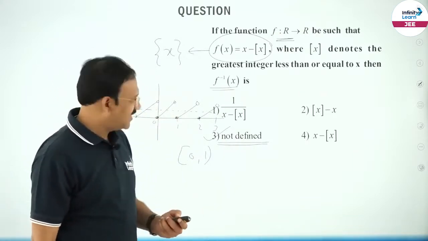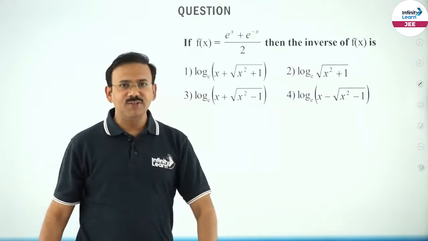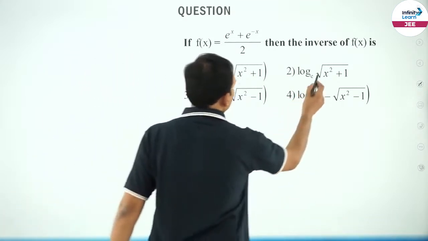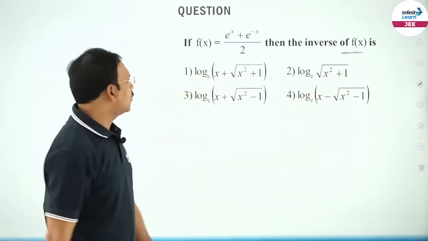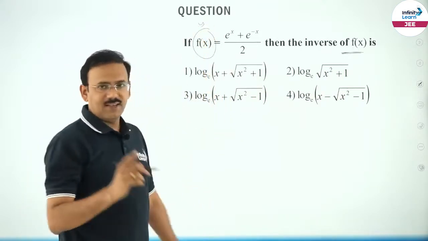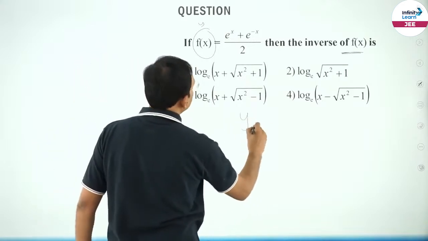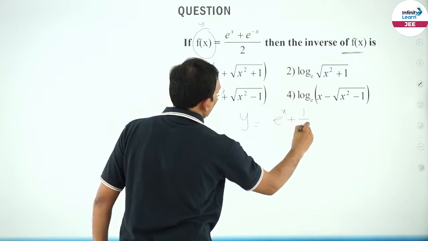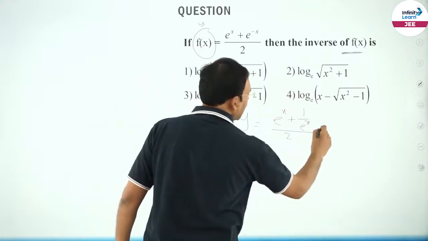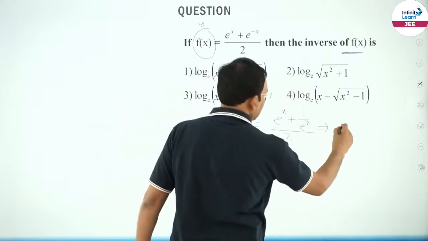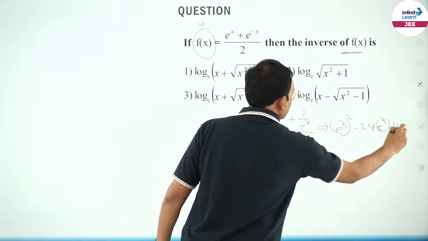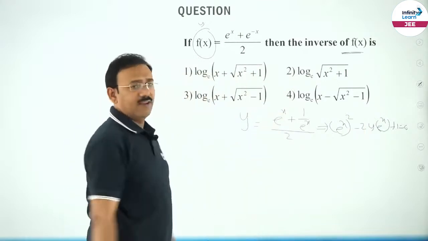Clear, dear students? Fine. You see this question, this is interesting. We have to find the inverse of this function f of x, right? How to do, friends? The same regular and routine procedure: take f of x as y. So, y is equal to (e^x plus 1 by e^x) by 2. Right, friends? You can simplify it as a quadratic equation in e^x: (e^x)^2 minus 2y e^x plus 1 equal to 0, isn't it? Just simplify, which is a quadratic.